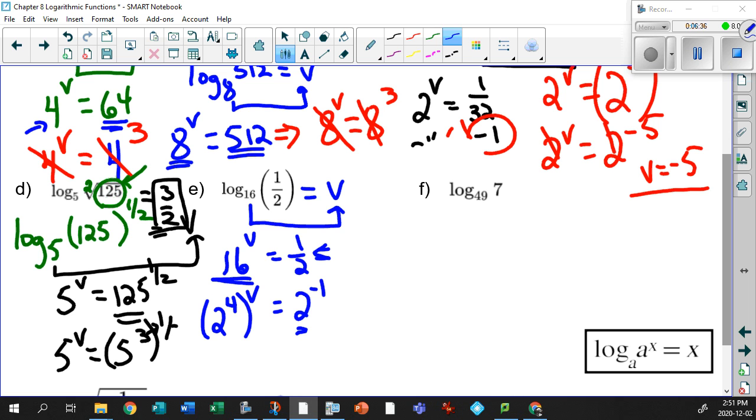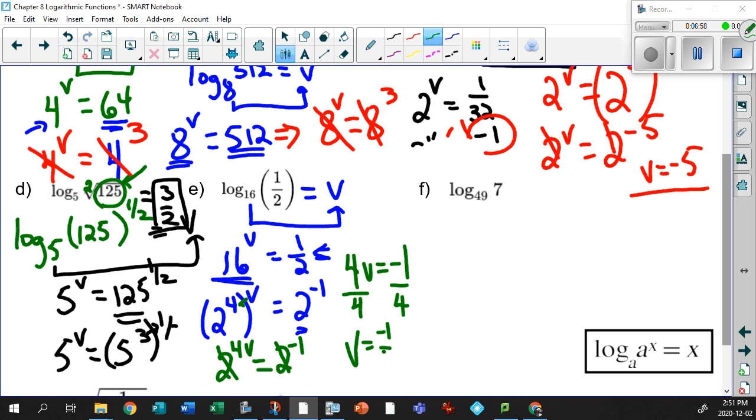V equals 2 to the negative 1. Well, check this out. Across the bracket, you multiply. So this is 2 to the 4v equals 2 to the negative 1. The 2's cancel, leaving you with 4v equals negative 1. Solve it. Divide by 4, divide by 4. V equals negative 1/4. Oh my goodness. That makes all the sense in the world.